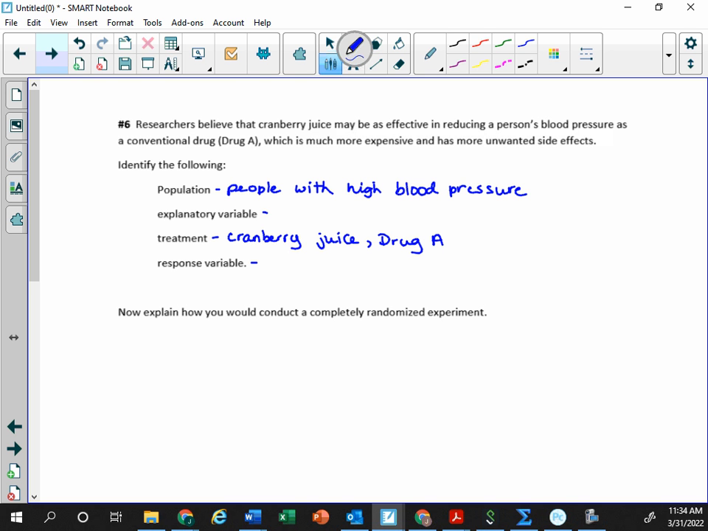Okay, response variable, that's what you are measuring. So what are we measuring? Yeah, it's like your X and Y. So what are we measuring in this one, guys? Like effectiveness of lowering blood pressure. Okay, and so we determine the effectiveness by checking their blood pressure, right? Like the blood pressure is what you're actually measuring. Yep, so the response variable is the blood pressure.